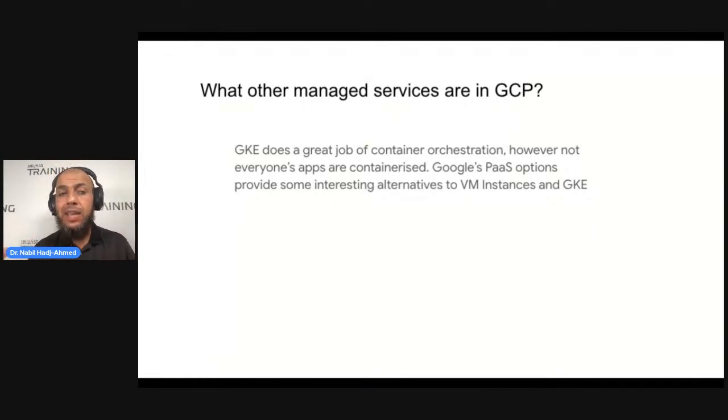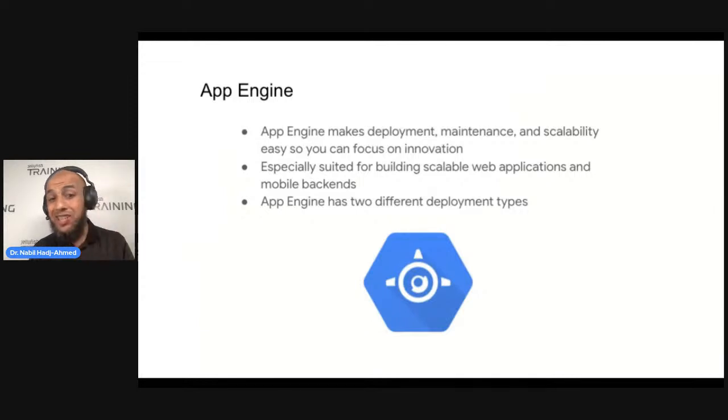So basically, I create code. Sometimes it's platform specific, sometimes it's platform agnostic. And I want somebody else to run it for me. That is what platform as a service is. In GCP, App Engine is a good example of that. With App Engine, you develop your code, and Google runs it for you.